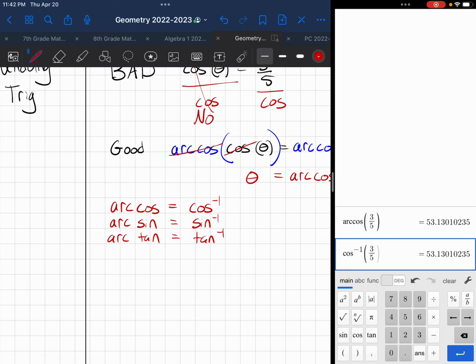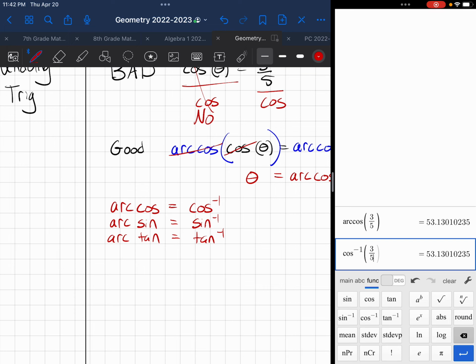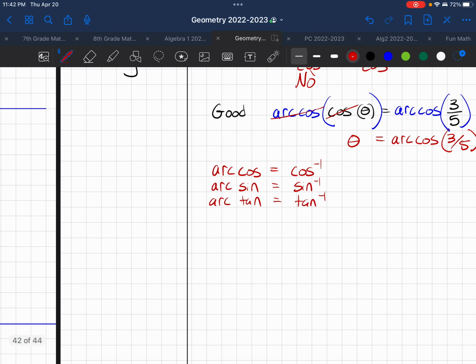So I prefer typing arc cosine. If you prefer typing cosine to the -1 just as the button on here, that is also completely fine. The main thing to know is we're done. That's the answer. So how is this useful in solving problems? Let me give you an example.